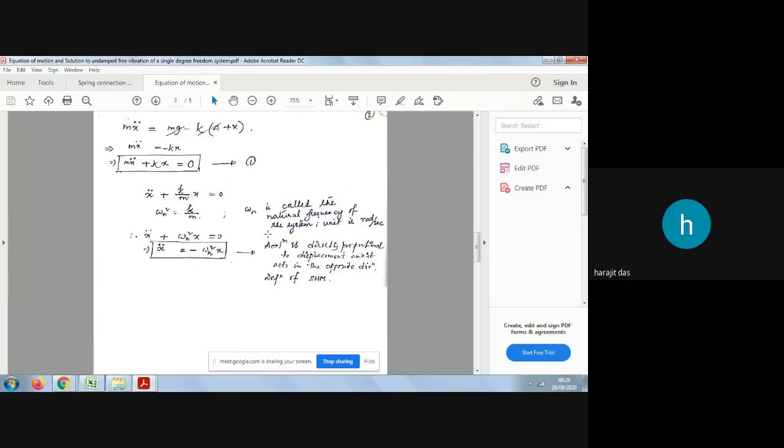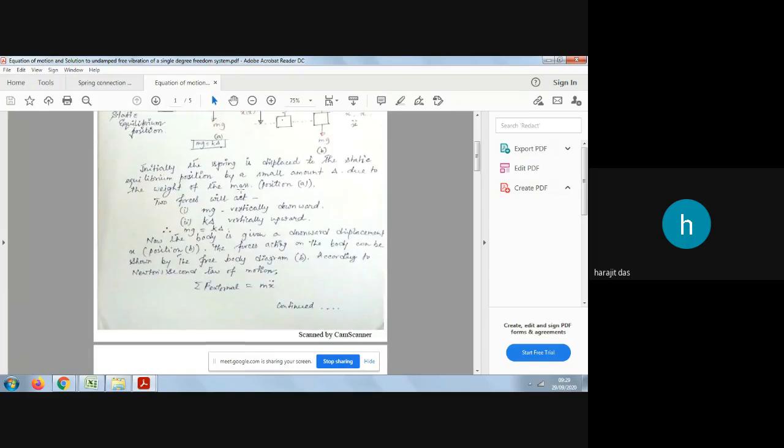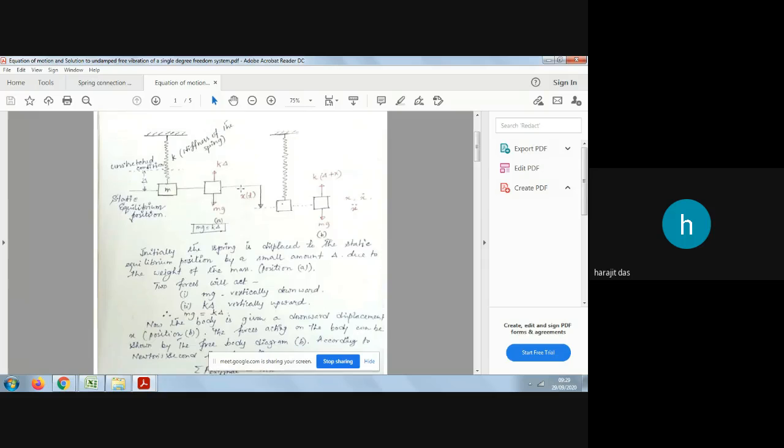Okay, so actually what I want to say is that this is the dynamic body. The acceleration is in the downward direction. So for this dynamic body, we will not consider any force other than the spring force. We will consider only the spring force.